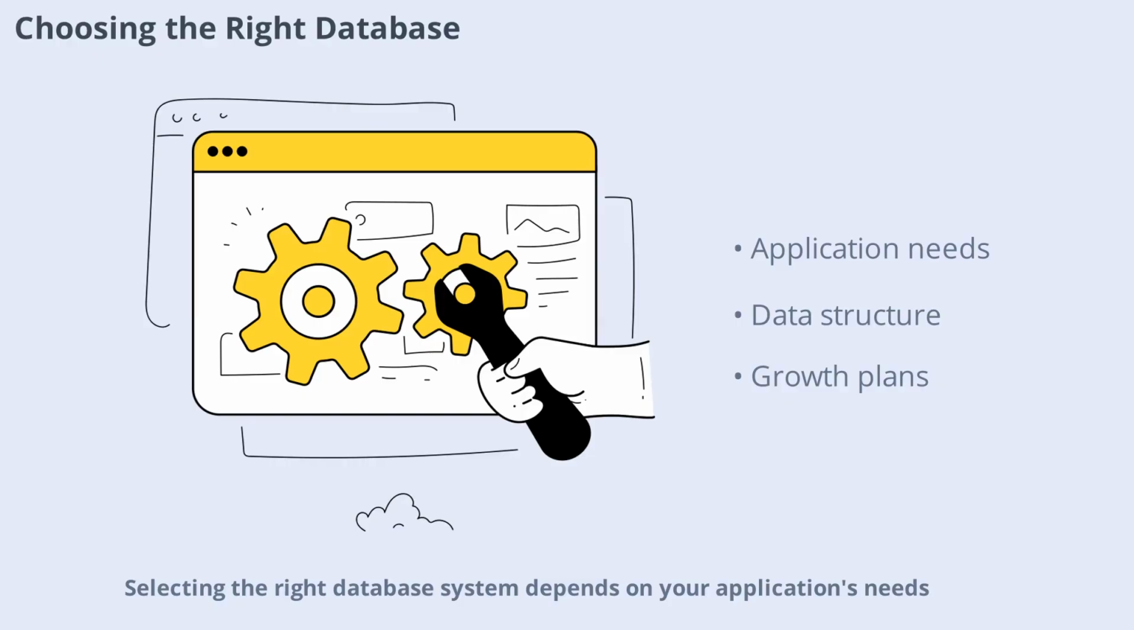Selecting the right database system depends on your application's needs, data structure, and growth plans. Relational databases are best for structured data and complex queries. NoSQL databases offer flexibility and scalability for diverse data types. NewSQL databases combine consistency and performance for demanding workloads. Consider factors like cost, performance, and ease of management when making your choice.